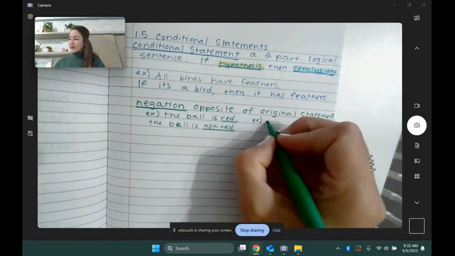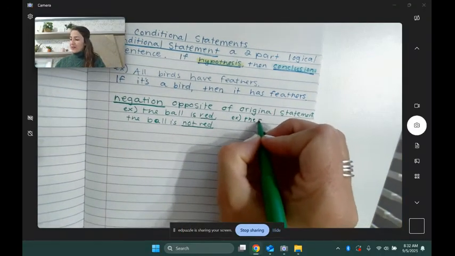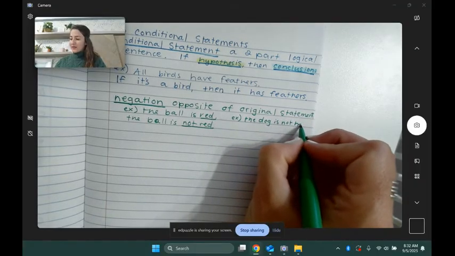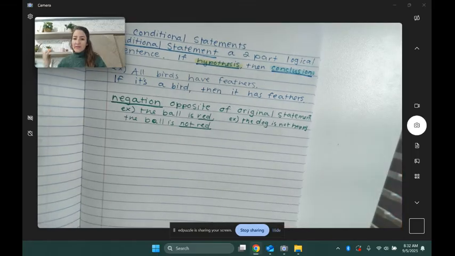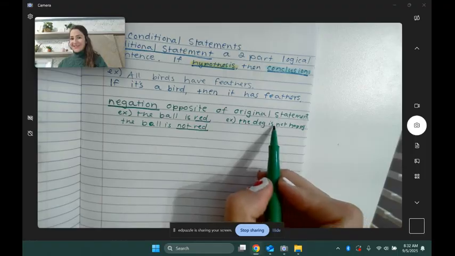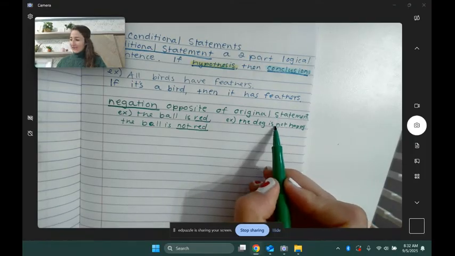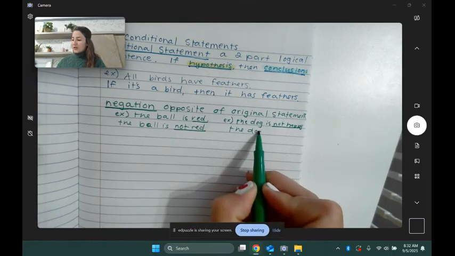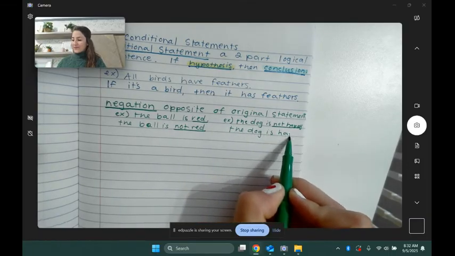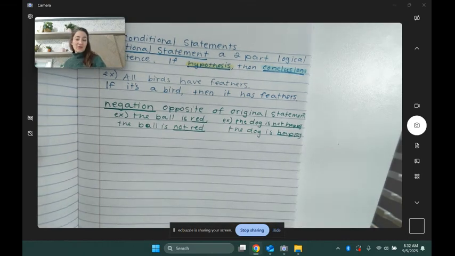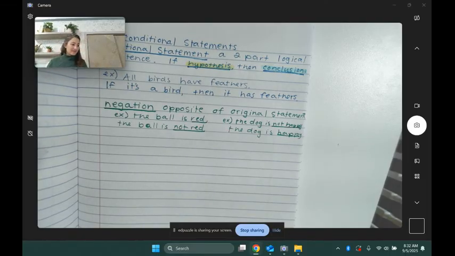Another example, if I had, the dog is not happy, the negation of that, a negation of something with a not in it, would turn into the opposite. The dog is happy. So negation, opposite. Whatever it is, opposite of that. Red, not red. Not happy, happy.